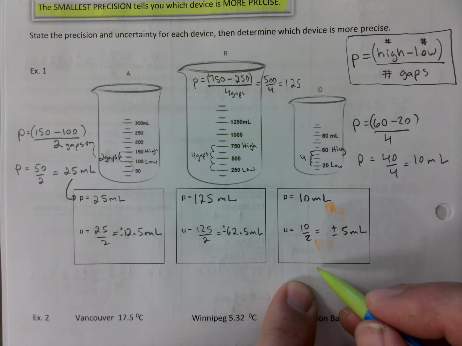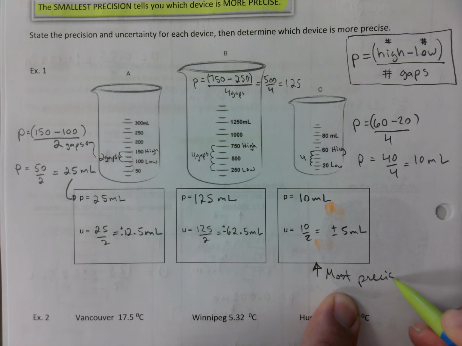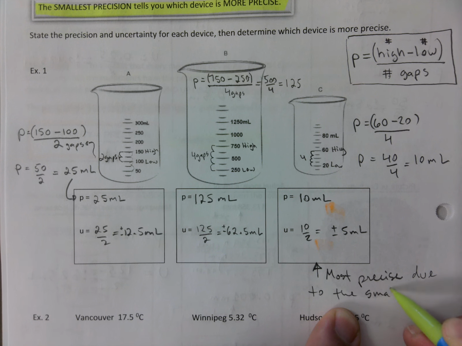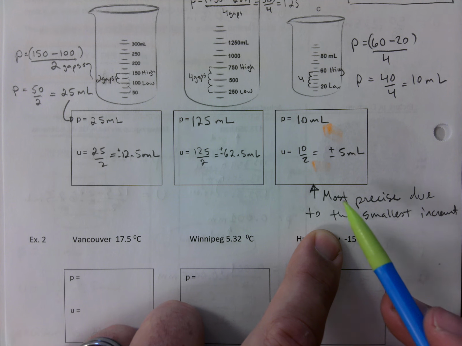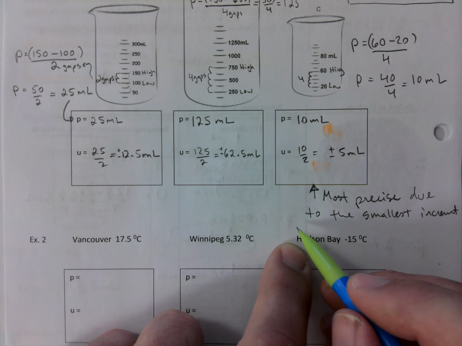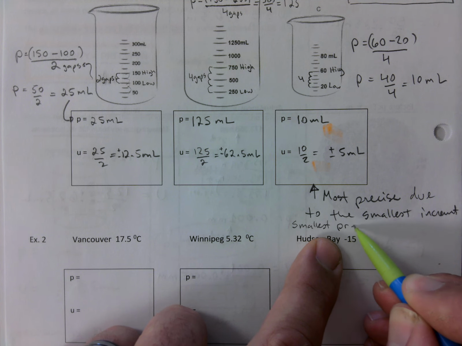So you would have to say most precise due to the smallest increment. Sorry, you can't see that probably. But this one is most precise due to the smallest increment. You could also say smallest precision. That's also okay to say. Smallest precision.